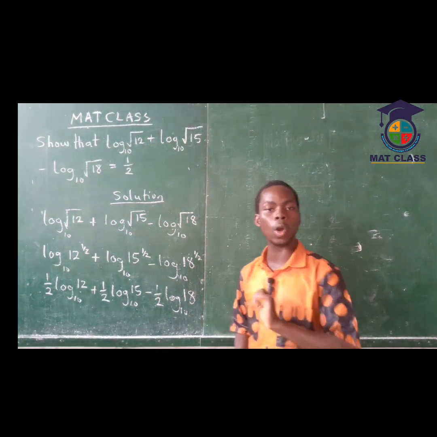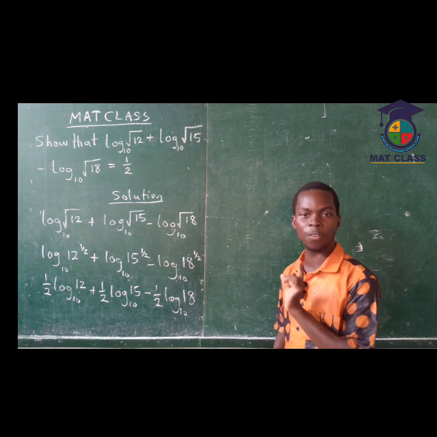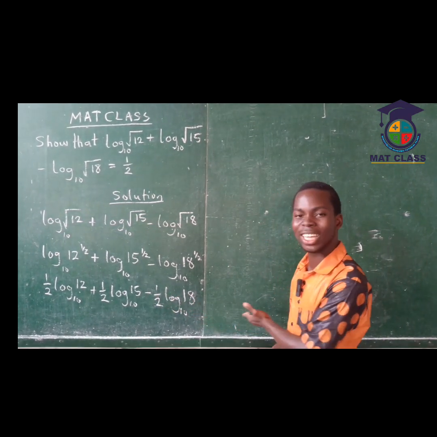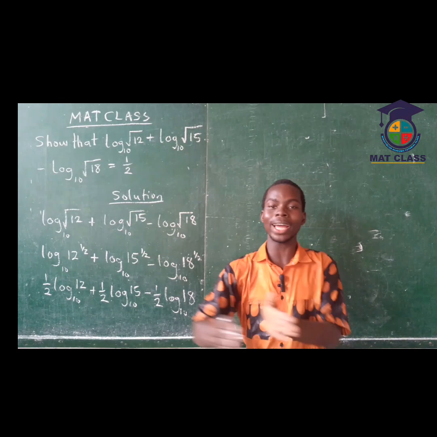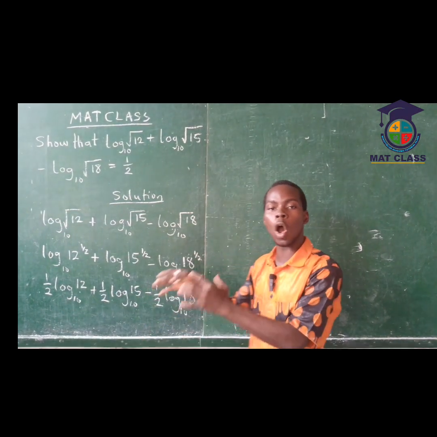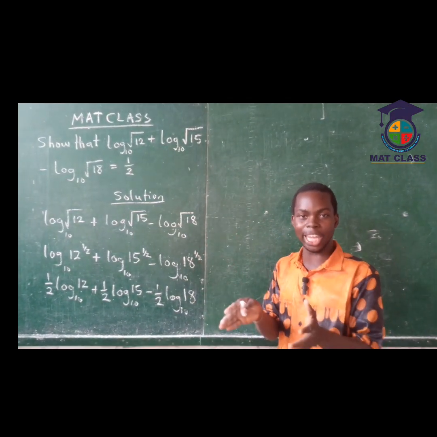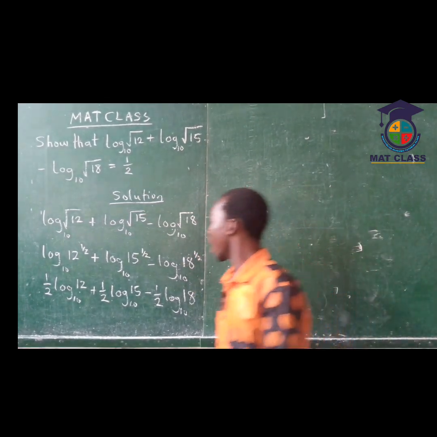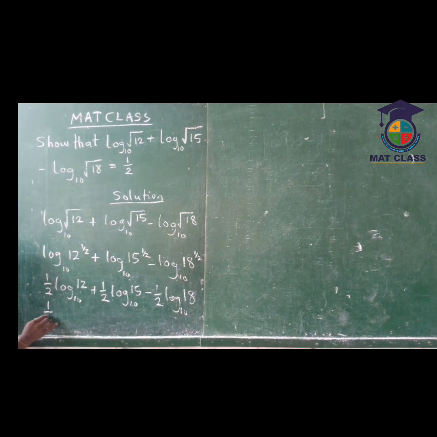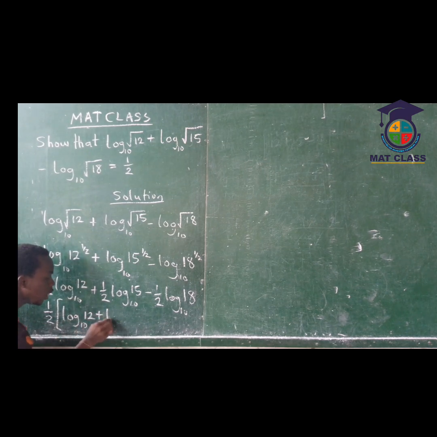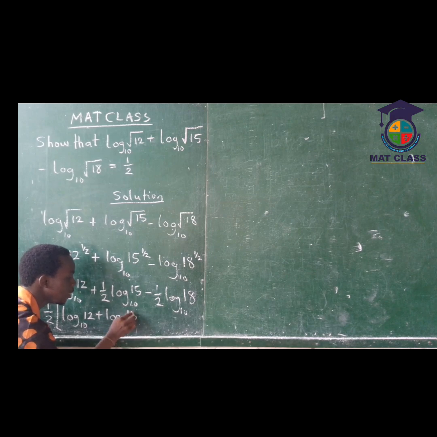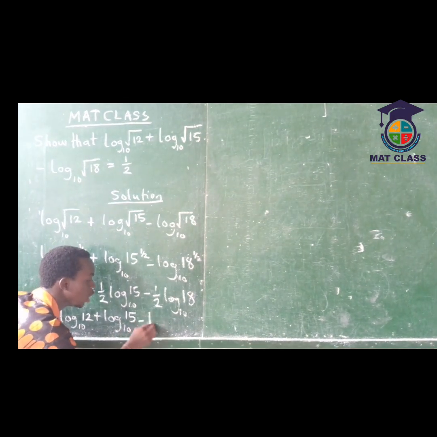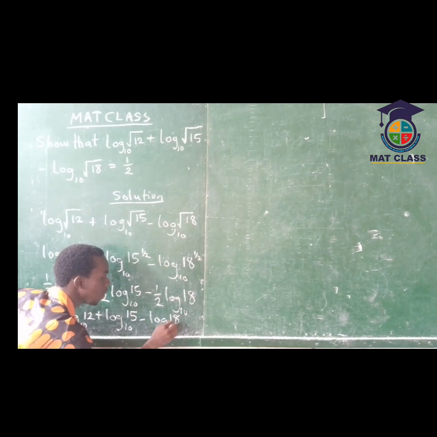You will discover that something is very common. What is that thing? That is 1 over 2. 1 over 2 is very common in the logs given to me. That means that I need to factorize the 1 over 2 aside and put all my logs inside a cage or inside a house. What is that cage? Inside a bracket. Here I'm going to be having 1 over 2, an open bracket, the log of 12 base 10, plus the log of 15 base 10 minus the log of 18 base 10.